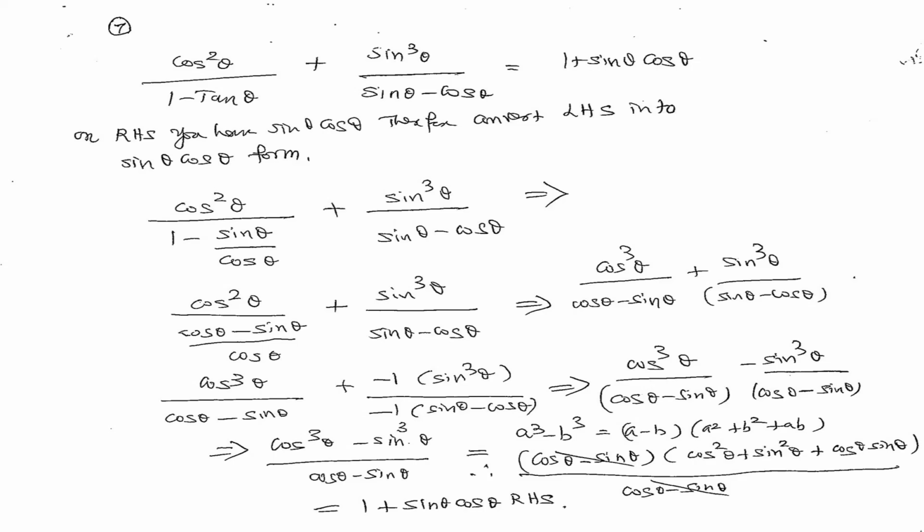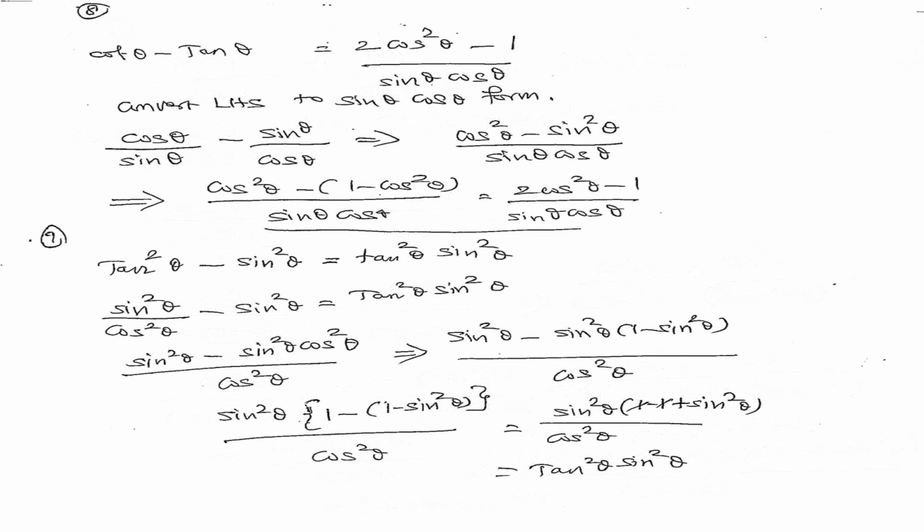Therefore, cos cube theta minus sin cube theta, by the formula a cube minus b cube is equal to a minus b into a squared plus b squared plus ab. Therefore, let us take cos theta as a, sin theta as b. Therefore, we get cos cube theta minus sin cube theta down to cos theta minus sin theta multiplied by cos squared theta plus sin squared theta plus cos theta sin theta. Cos theta minus sin theta in the numerator cancels cos theta minus sin theta in the denominator. So we get cos squared theta plus sin squared theta is equal to 1. Therefore, 1 plus sin theta cos theta is proved as RHS.